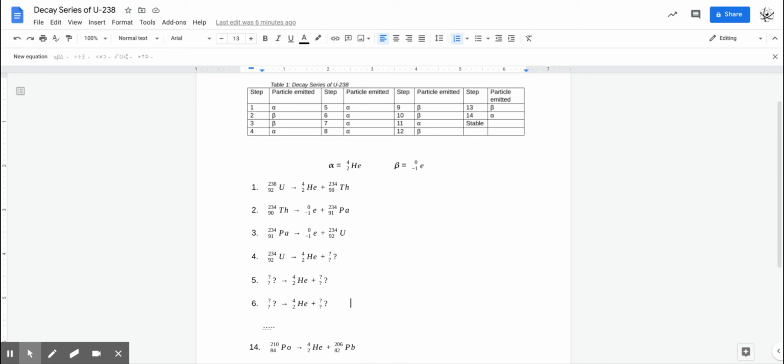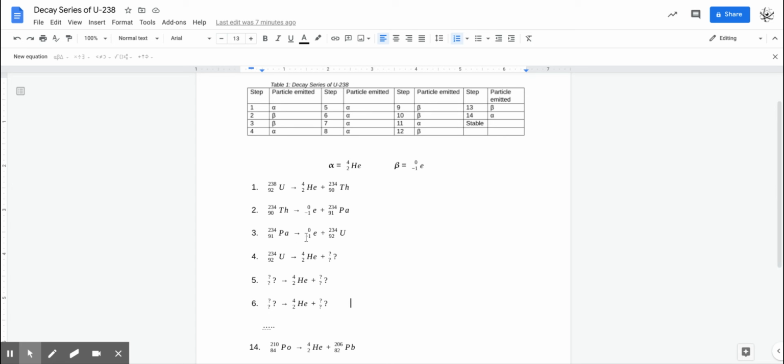So just like we did before, at the beginning of step 3, we're going to take protactinium-234 and make it the parent atom in step 3. Now my table tells me that step 3 is also a beta decay. So in step 3, I will emit the beta particle again. So I put it on the right side of the arrow and I solve for my new daughter atom.